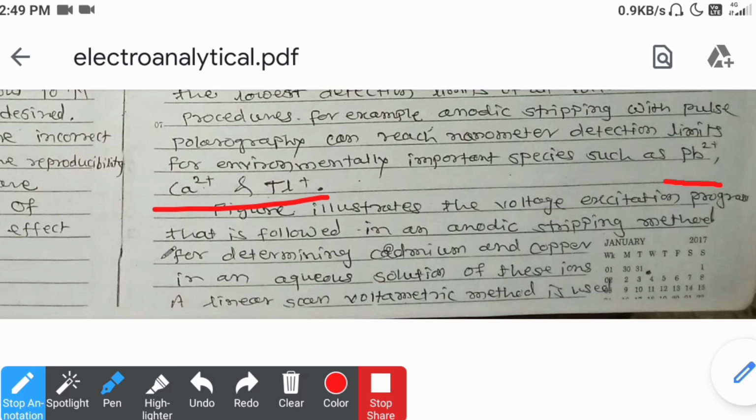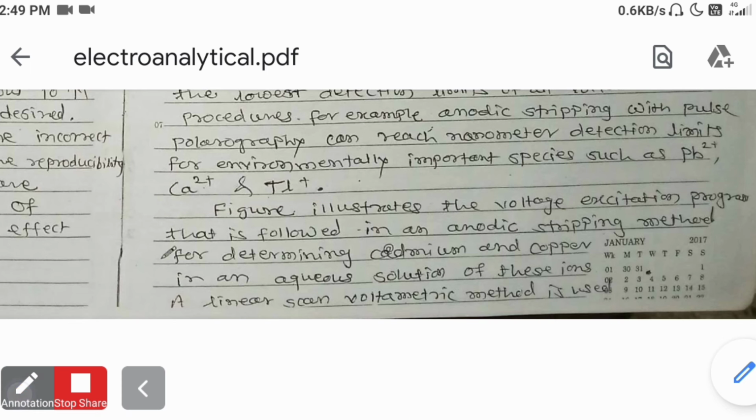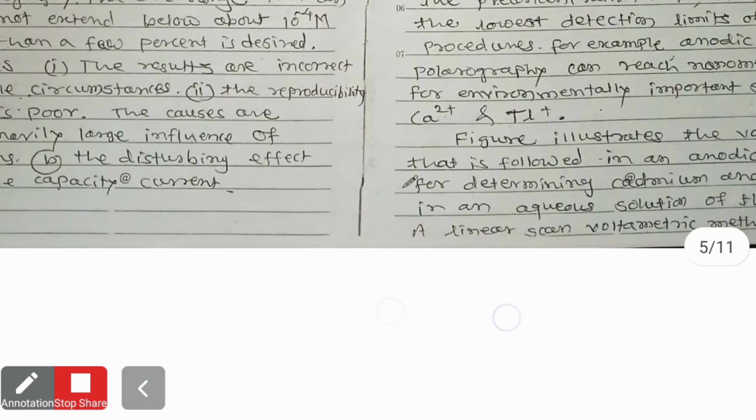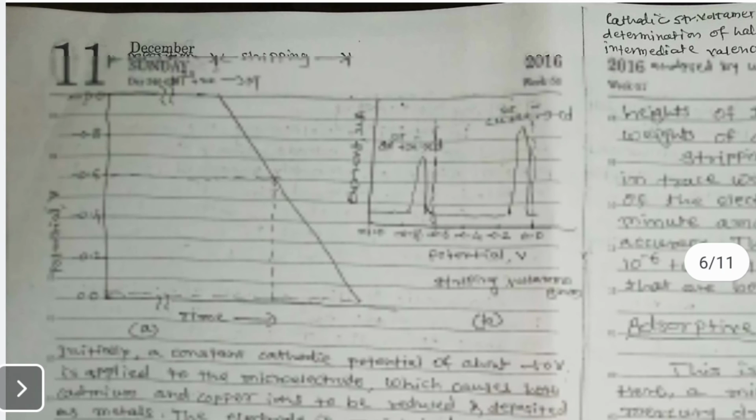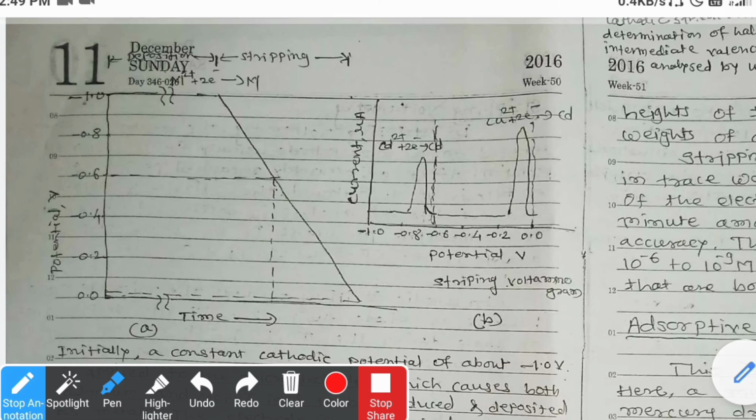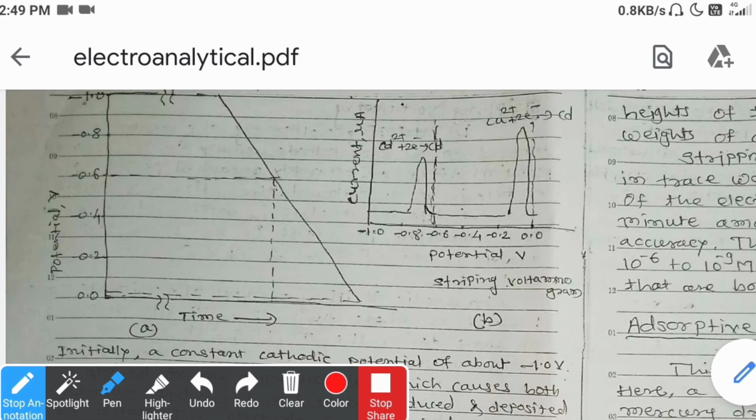Here is the excitation signal, that is the input signal, and what output we actually get. Here we can see that there is a time lag. This symbol represents the time lag. For a certain interval of time we have a constant potential. During this constant potential, the above example is for the anodic stripping voltammetry.